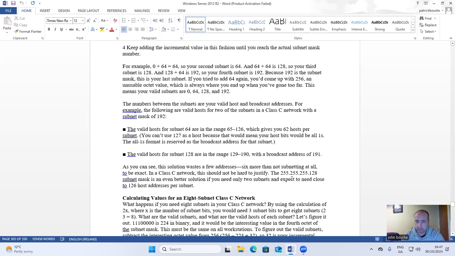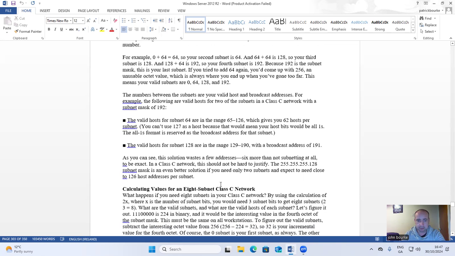The 255.255.255.128 subnet mask is an even better solution if you need only 2 subnets and expect to need close to 126 host addresses per subnet.